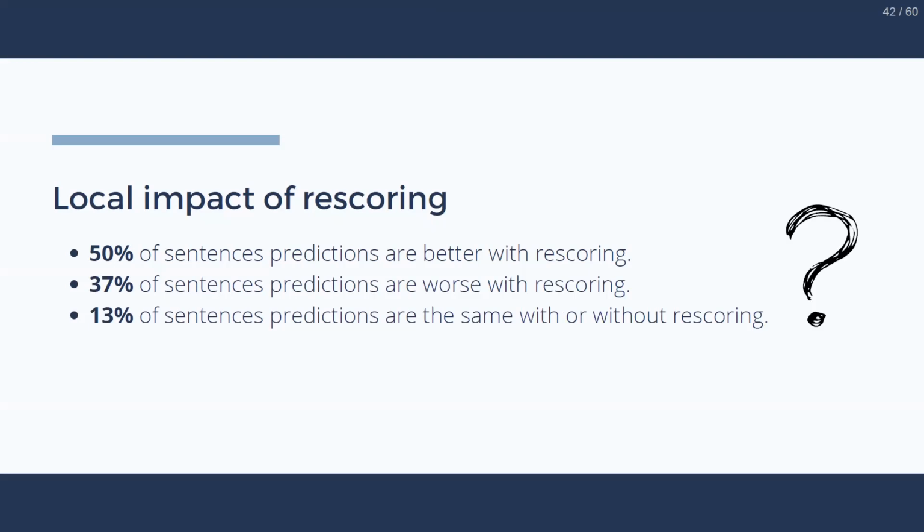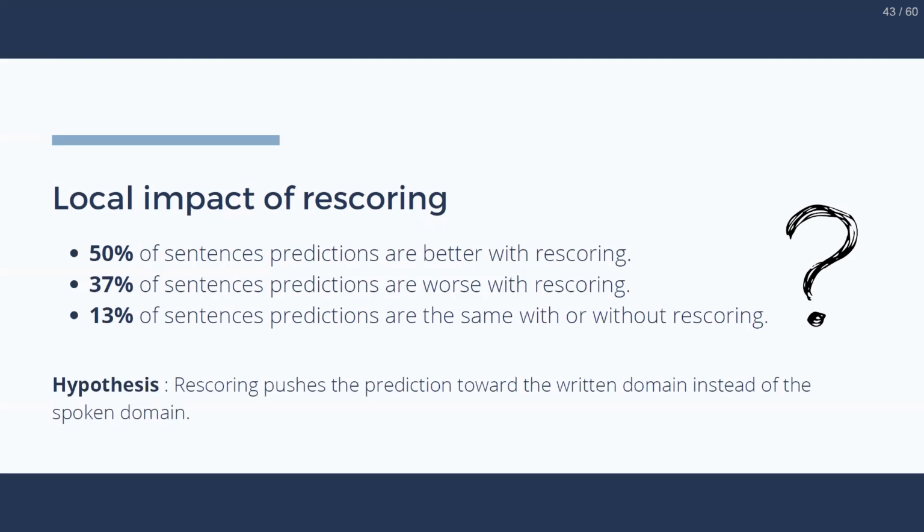We asked ourselves why some sentences are worse when the rescoring is applied, because it's supposed to make the result better. So we were kind of surprised. We made one hypothesis: it's that the rescoring pushes the prediction toward the written domain instead of the spoken domain.